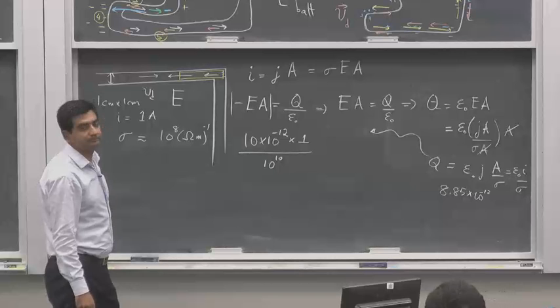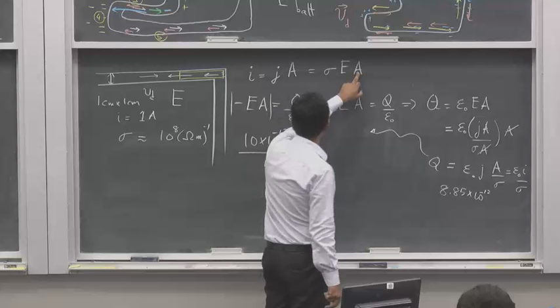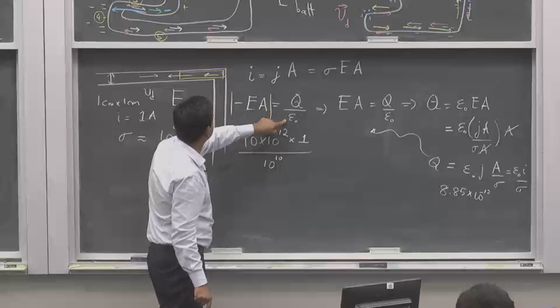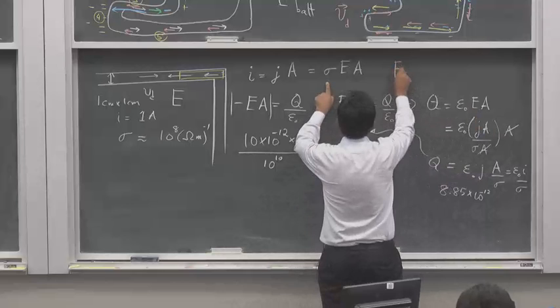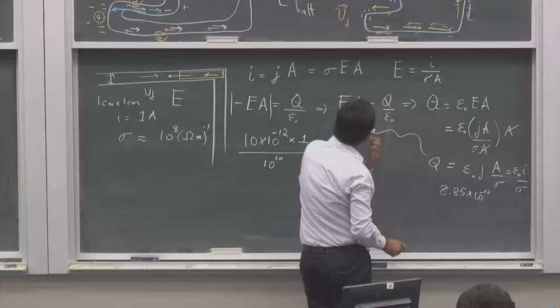Alright, let's look at the calculations again. I know that I equals J into A, J equals sigma E into A. Now I know from Gauss's law that E into A, this is the flux through this surface, equals the charge enclosed Q over epsilon naught, which means EA is Q over epsilon naught, Q is epsilon naught EA. E equals I over sigma A.